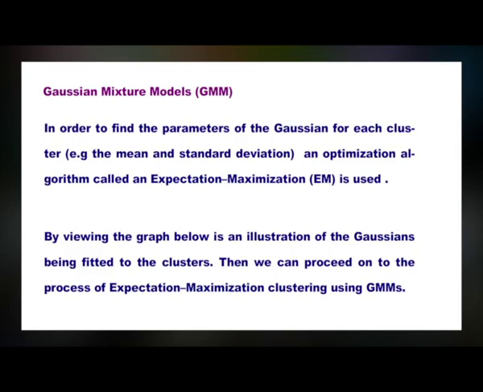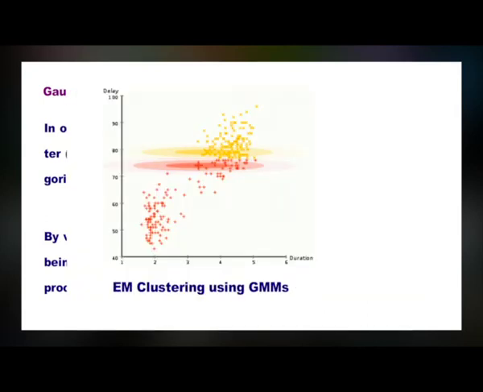In order to find the parameters of the Gaussian for each cluster, for example the mean and the standard deviation, an optimization algorithm called the expectation maximization algorithm is used. The graph below is an illustration of the Gaussians being fitted to the clusters. Then we can proceed to the process of expectation maximization clustering using GMMs.